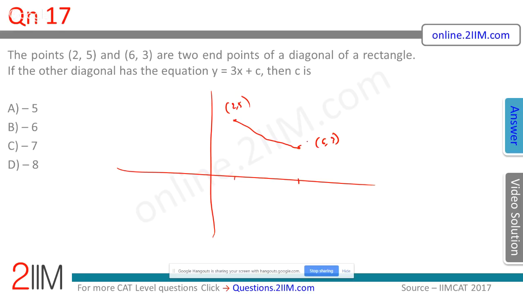The other diagonal has the equation y equal to 3x plus c. So an equation like this, y equal to 3x plus c. Wonderful. Now, the diagonals of a rectangle bisect each other, so y equal to 3x plus c should pass through the midpoint, which is (2 plus 6)/2 = 4, (5 plus 3)/2 = 4. So with y equal to 3x plus c at (4, 4): 4 equals 12 plus c, so c is minus 8. Done.